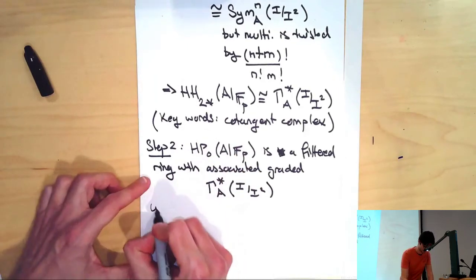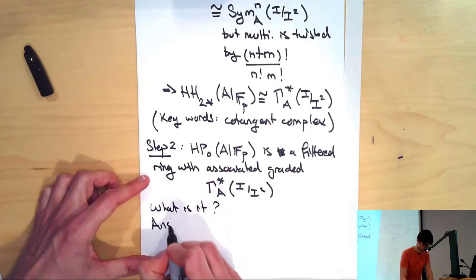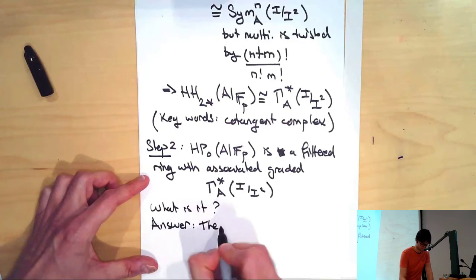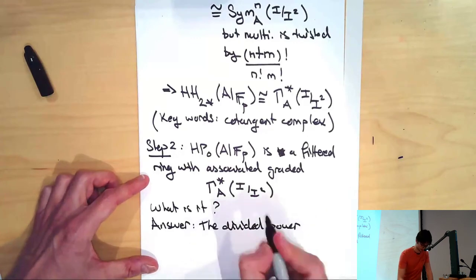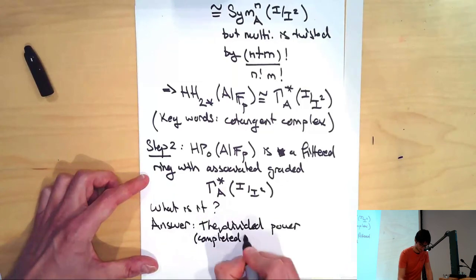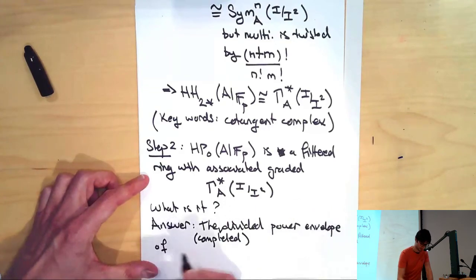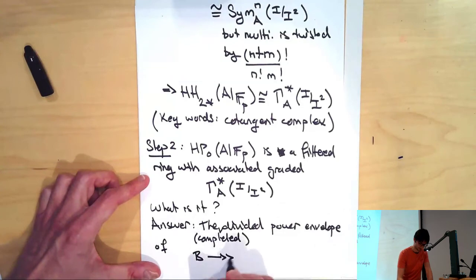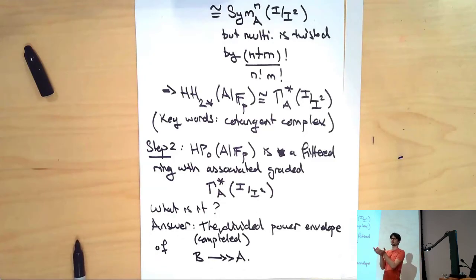So what is it? Well, I'll just tell you the answer. Essentially, there's only two options. I should insert the word completed. Again, let me write it down and then explain orally what's going on. So I've written my algebra A as B mod I. So I've got this ideal I sitting inside B.